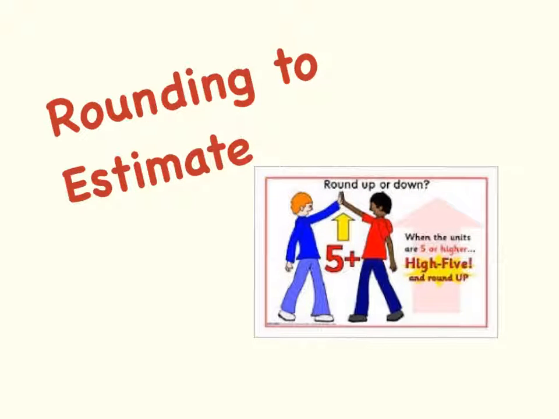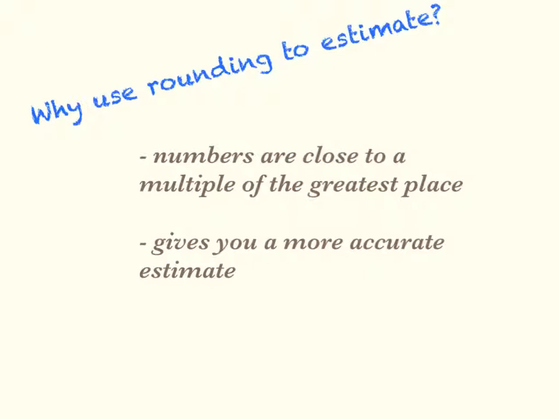Today we're going to learn about using rounding to estimate. As a reminder, when the unit is 5 or higher, high five and round up. If it's 4 or lower, we're going to round down. Why do we use rounding to estimate?